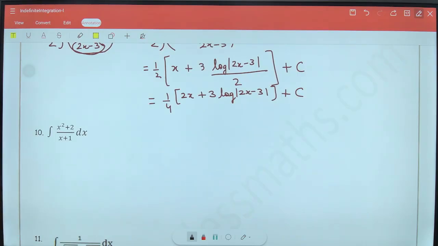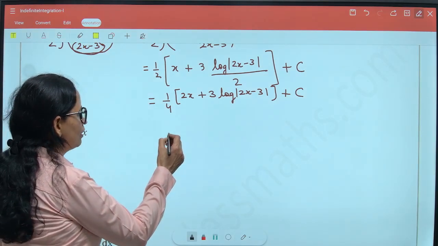How do we integrate this? Degree of numerator is more than the degree of denominator. So that means you can do factorization, but factorization not possible here. Balancing, not possible because the degree is greater, not equal. If it was equal, then you could have done balancing. But now the degree is greater than the denominator. So you are left out with only one option, that is long division.